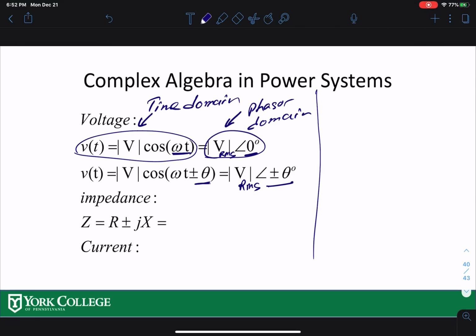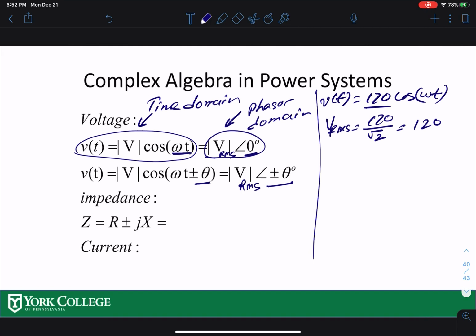So let's take an actual signal. Let's say that your time domain signal is 170 cosine omega t. That's your time domain electrical signal. So if I go into the phasor domain, I need the RMS value for this one. The RMS value for a sinusoidal signal is the peak value divided by square root of 2. So VRMS over here would be 170 over square root of 2. That should be giving you 120.